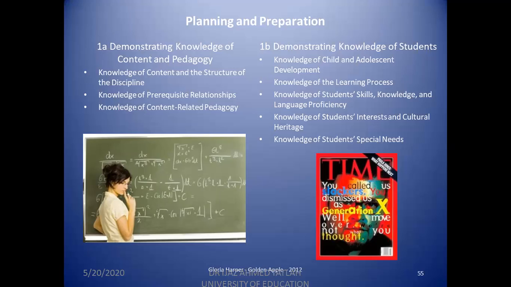1B, demonstrating knowledge of students. That is about knowledge of child and adolescent development, knowledge of the learning process, knowledge of student skills, knowledge and language proficiency, knowledge of students' interests and cultural heritage, knowledge of students' special needs.